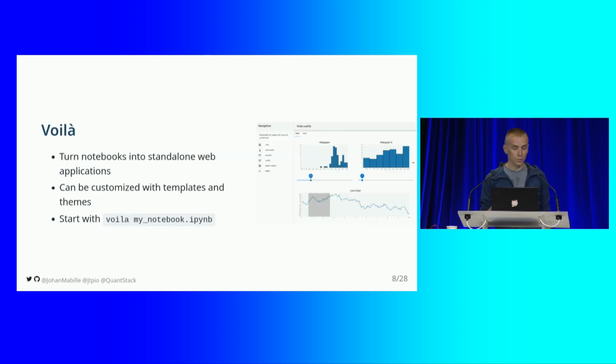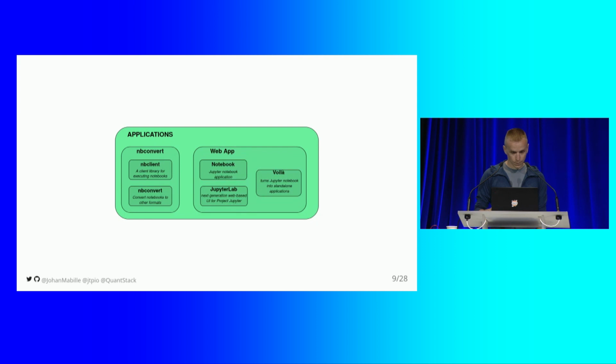And there is also Voila. Voila takes your notebooks and converts them into a standalone web application. You can also customize it with templates or themes. On the right side here, we have an example with Voila Beautify to make your notebook look much nicer. And so you can present results this way. To use it, in your terminal, you can use the Voila CLI, voila my notebook, and then open the web browser with this.